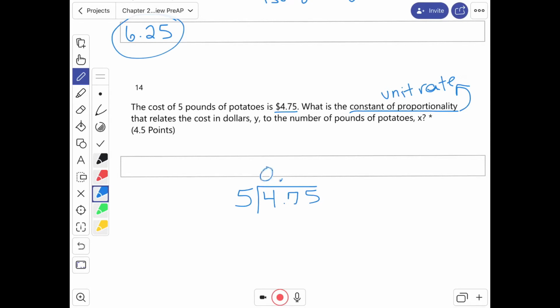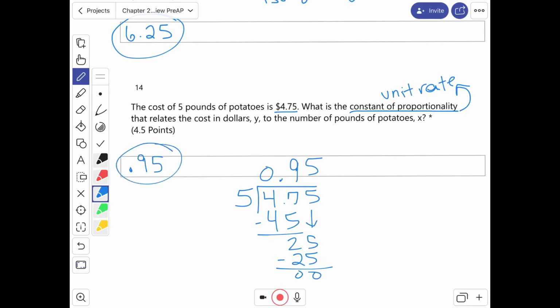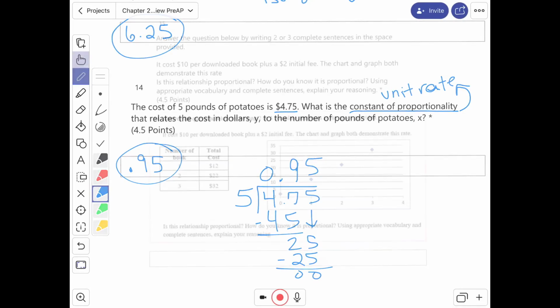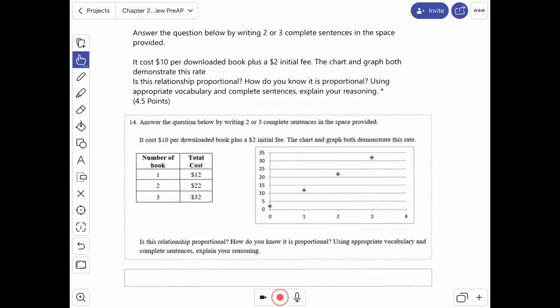Okay, 5 does not go into 4. 5 goes into 47 9 times. 2 left over. And 5 goes into 25 5 times. So the constant of proportionality is 0.95. 95 cents. Next question.